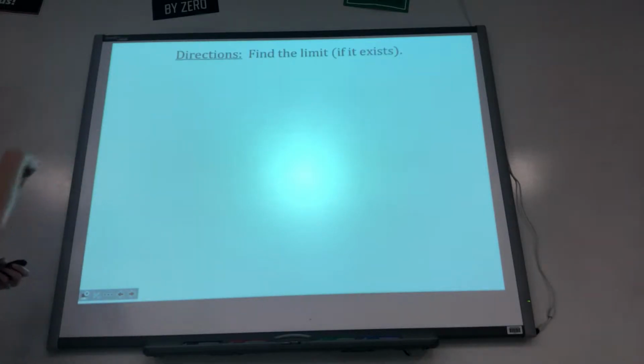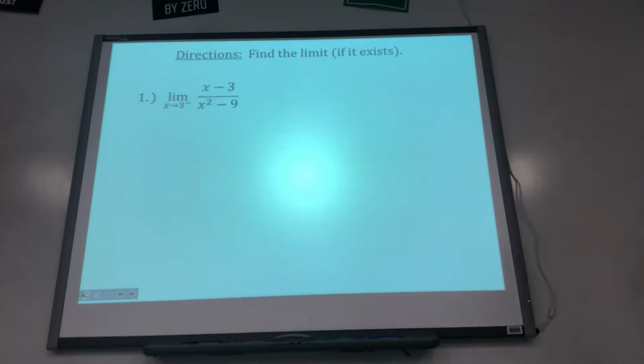All right, so what we're going to be doing today is not really discussing continuity too much. We're going to go back to finding some limits. It says find the limit if it exists. May or may not, you never know, we'll have to find out. Find the limit if it exists.